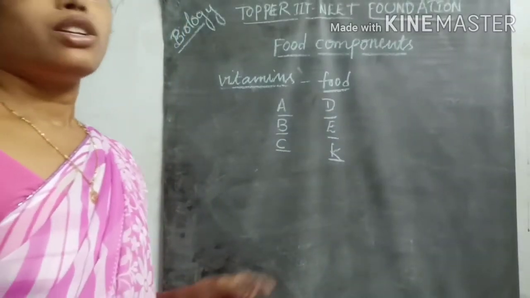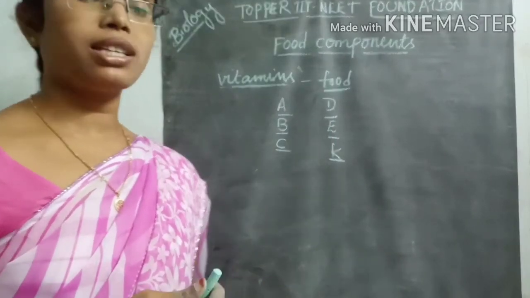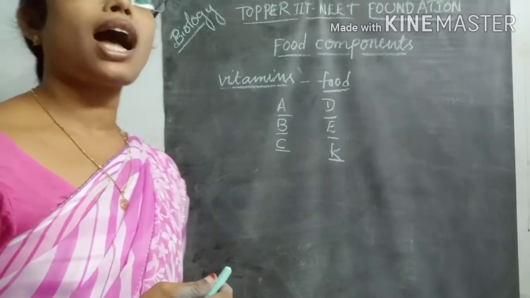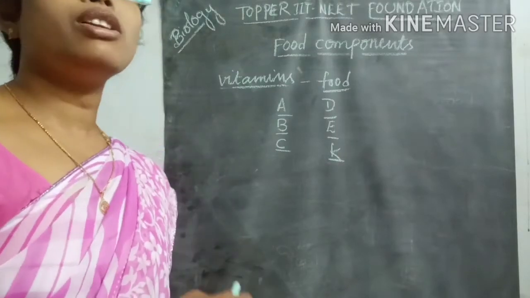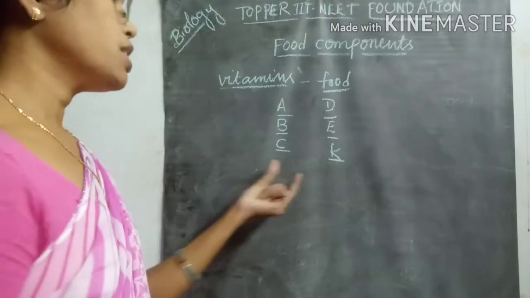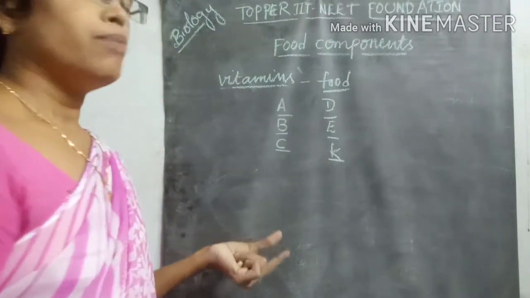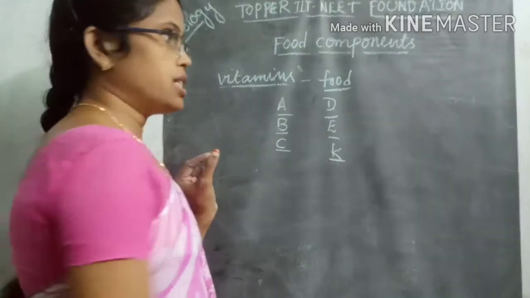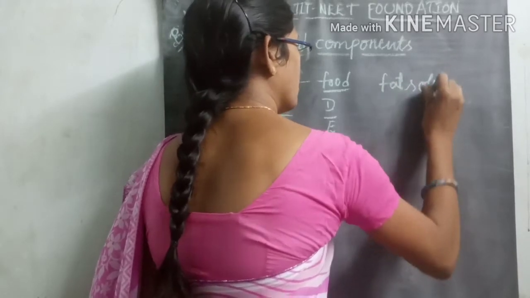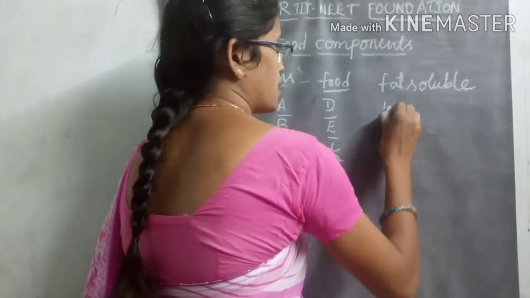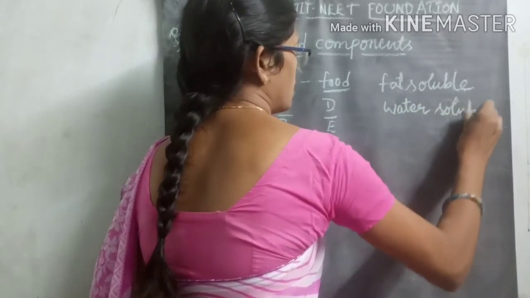In this there are two different varieties of vitamins. How many types of vitamins are there? Two types of vitamins, based on the solubility of these vitamins. In which solvent they will be soluble, based on that we divide these vitamins into mainly two types. One is called fat soluble vitamins, and the second one is called water soluble vitamins.